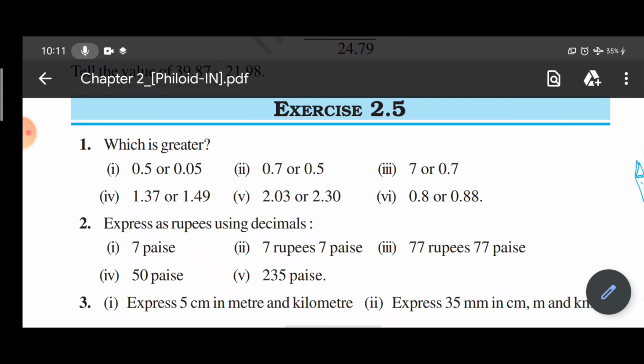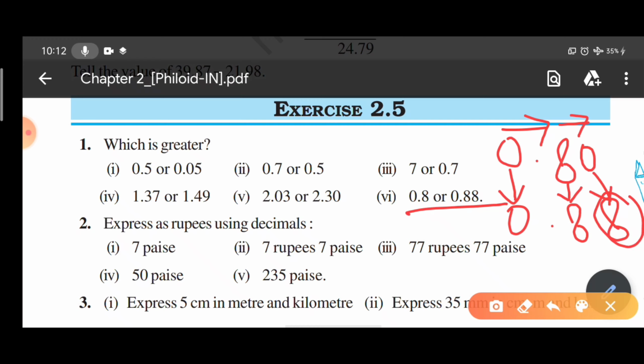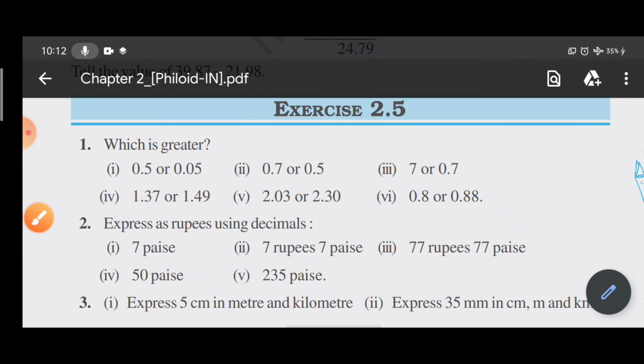Now taking another example over here, for example it is like this. Here 0.8 and 0.88. On the left hand side 0 is written, so this value is equal. Now I'll move on to the right hand side, I'll check this 8, this value is again equal. I'll move on to the next place. Here if nothing is written, I'll take it as 0. So if I check, this value is greater, so this value becomes greater for me.